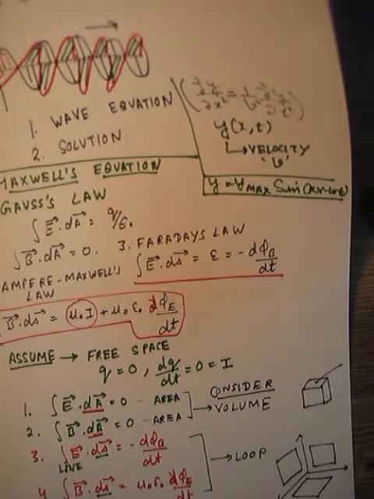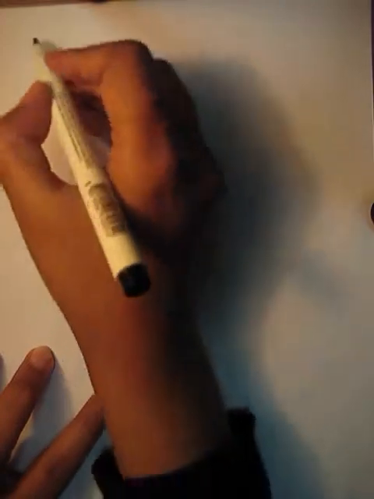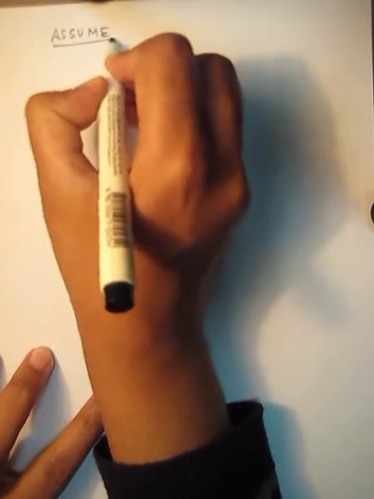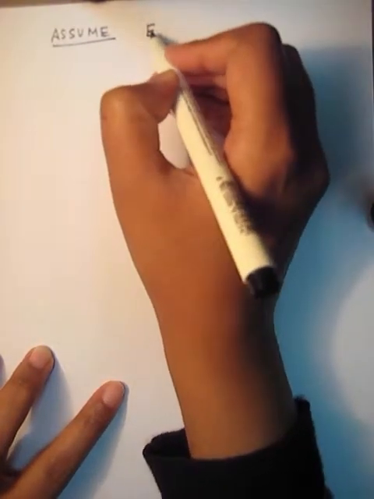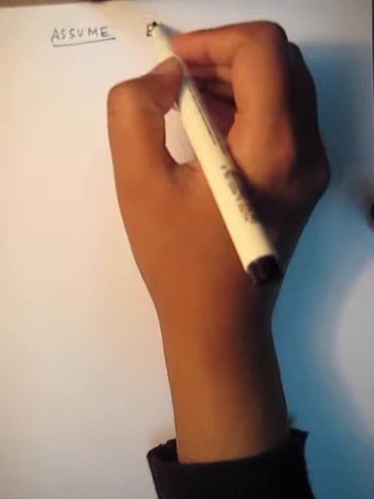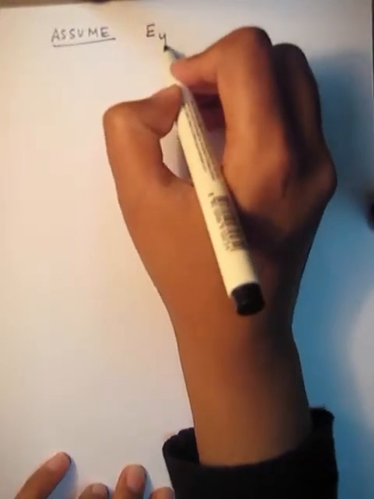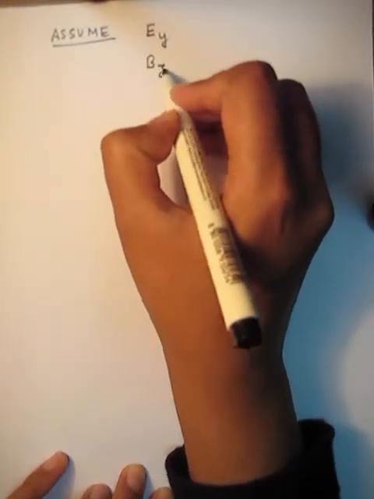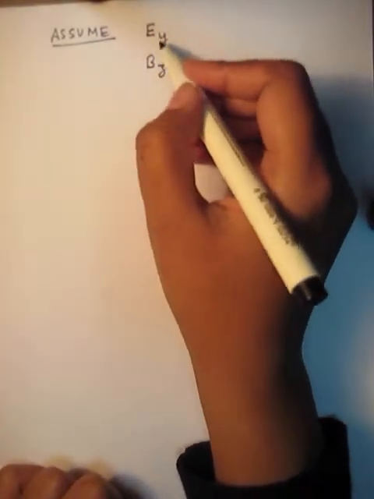Now, before starting with this, we'll have to consider a few things. We'll have to assume that the electric field and the magnetic field are in particular directions. So we assume that electric field is along the y-axis and the magnetic field is along the z-axis, and they are constant.